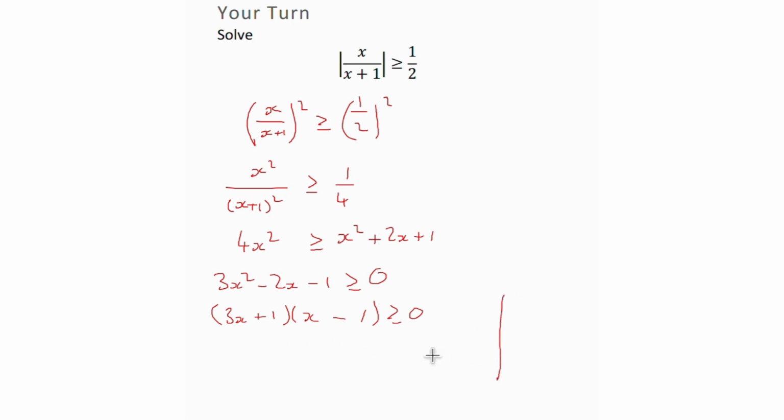Now, thinking about that, it's a quadratic inequality, so I need to think about what the graph looks like. It goes through at positive 1 and minus a third, so it's going to be something like this. When is that positive? It's this value's here and this value's here. So that is when x is less than or equal to minus 1/3, or x is greater than or equal to 1. So that's the first method, by squaring both sides and solving a quadratic inequality that comes out of that.